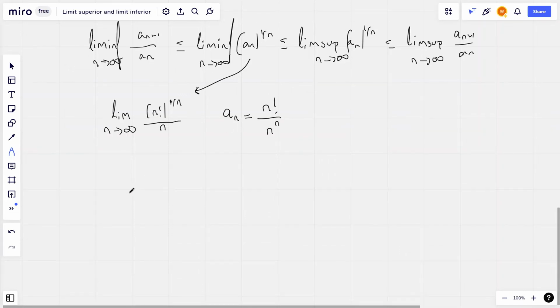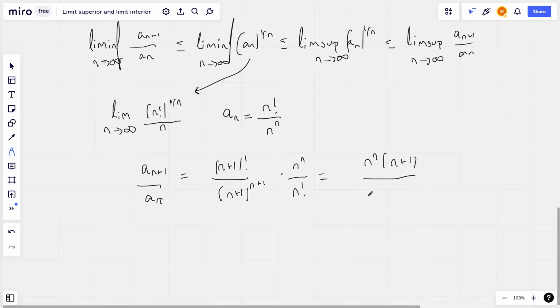So now if we want to calculate this, it is equal to (n plus 1) factorial over (n plus 1) to the n plus 1, multiplied by n to the n over n factorial, which just gives us n to the n times (n plus 1) over (n plus 1) to the n plus 1.